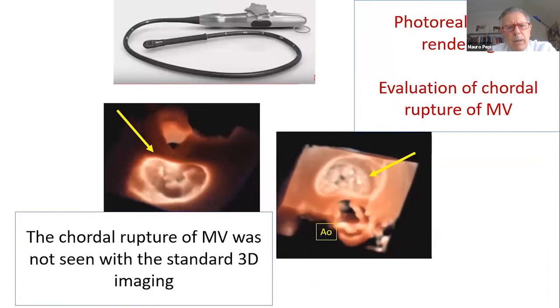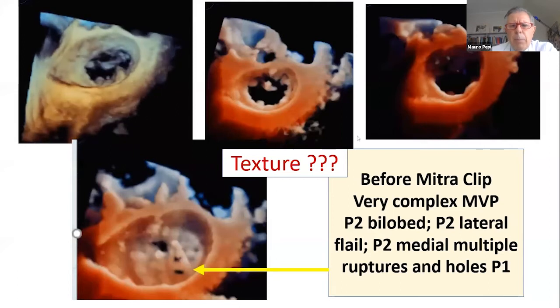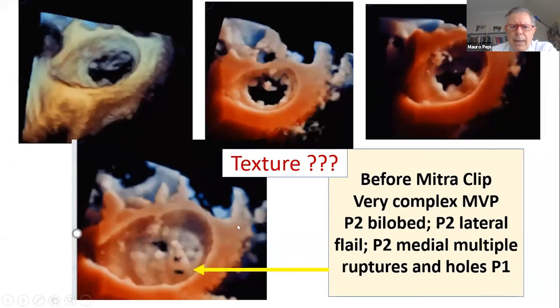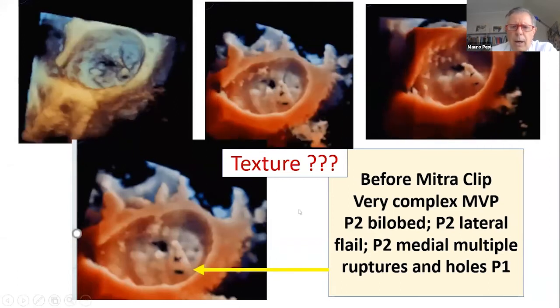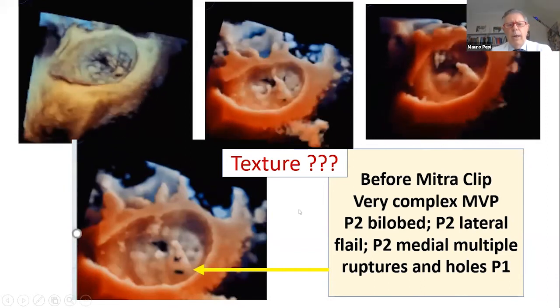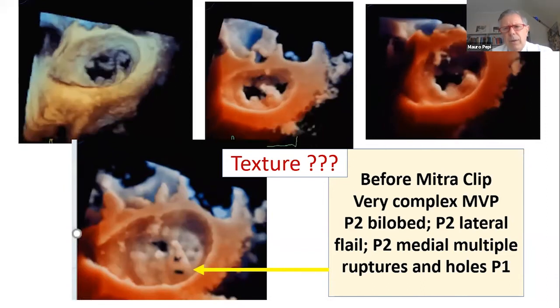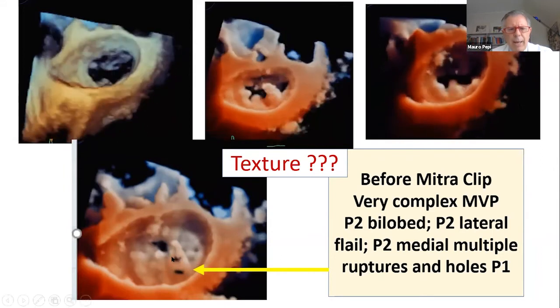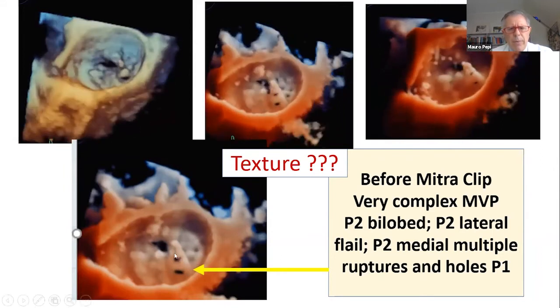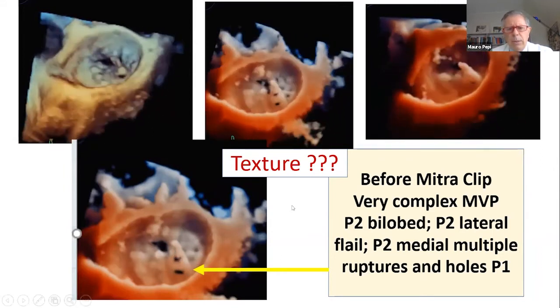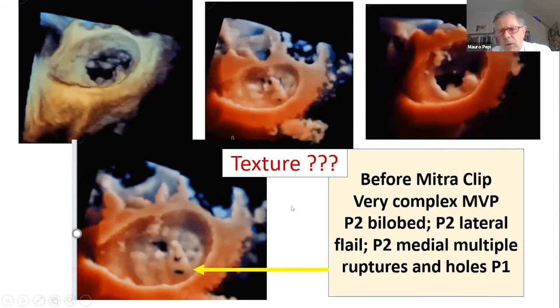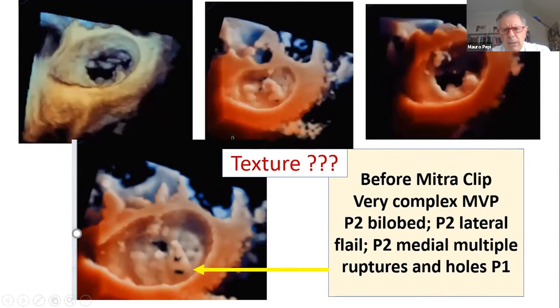This is much more important with the transesophageal echocardiography. This is a ruptured chord. This is an example of the texture. As Franco showed, our dream is also to evaluate the texture of the leaflet. And please note how fragile this leaflet is with these holes. In this case, we decided that the MitraClip was contraindicated.